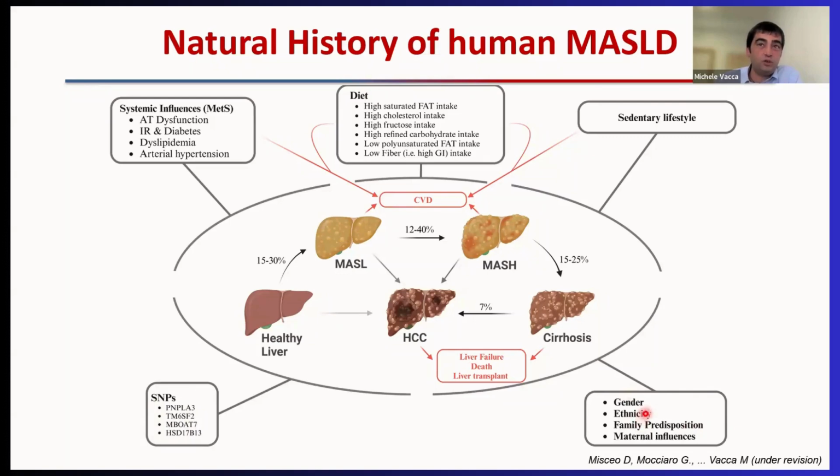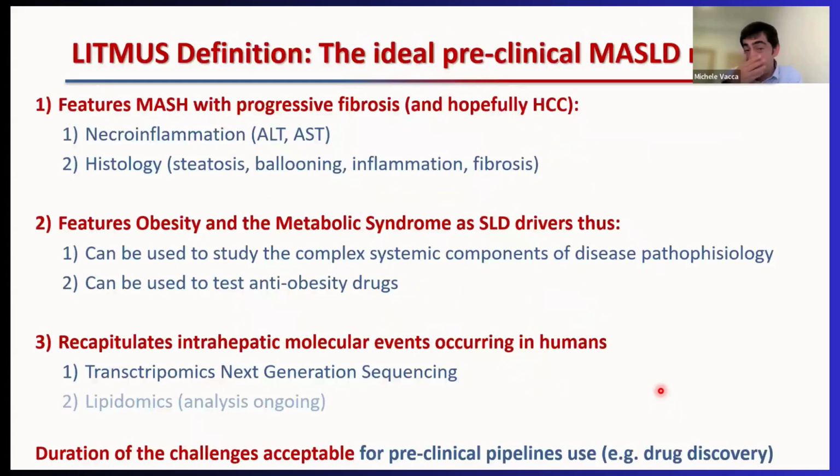ethnicity. We know that Southern Asians can develop much more advanced stages of the disease at a lower BMI. There are, without any kind of doubt, some family clusters, and also the maternal life during pregnancy is really important in influencing the progression of the disease.